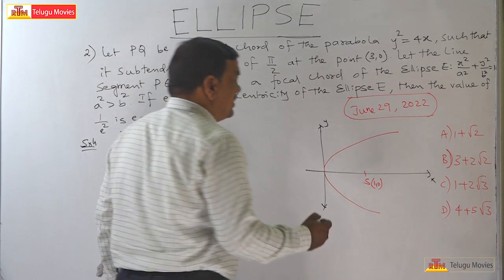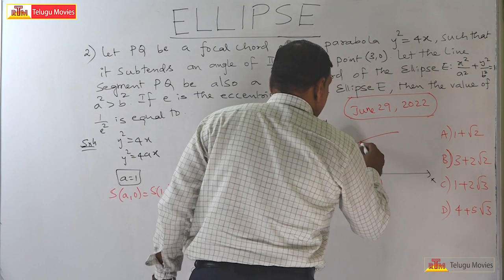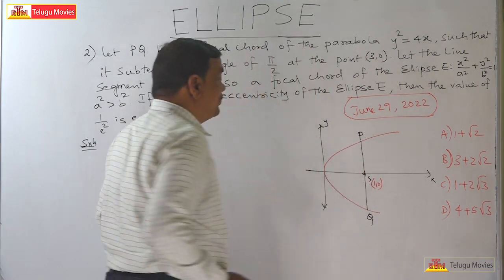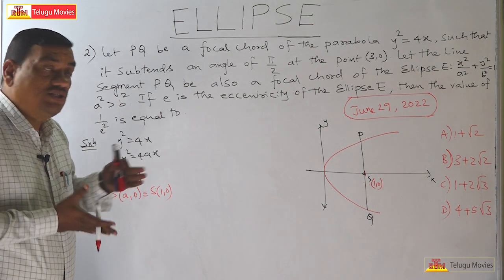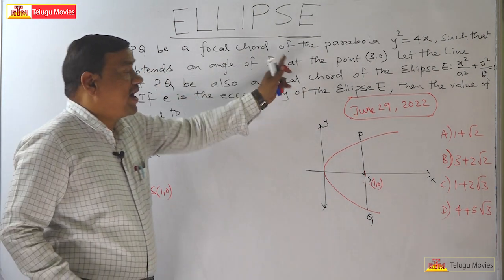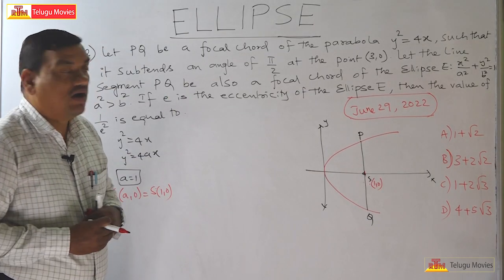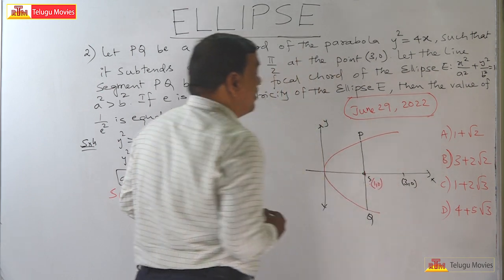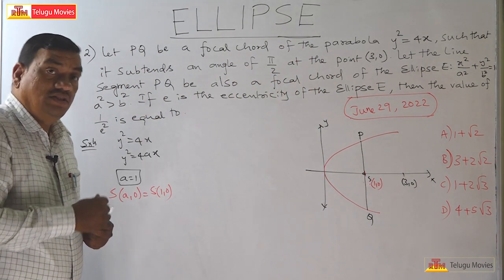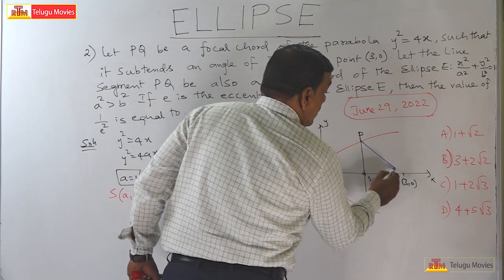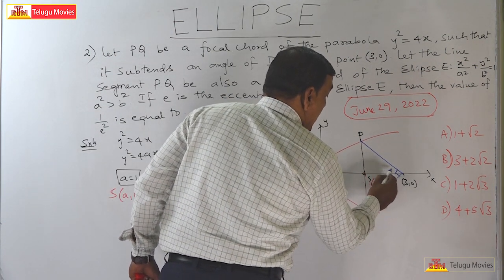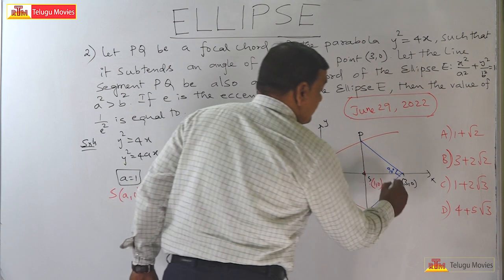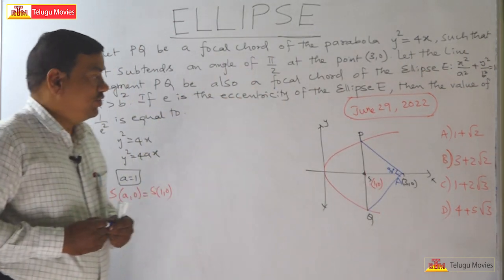Now he is saying that PQ is a focal chord. PQ is a focal chord means a chord passing through the focus. So this is the focal chord P and Q. This focal chord makes an angle of pi by 2, 90 degrees, at the point 3 comma 0. Where will 3 comma 0 be? It will be on the x-axis, here. This focal chord PQ makes the angle 90 degrees at the point, we call it A, 3 comma 0.